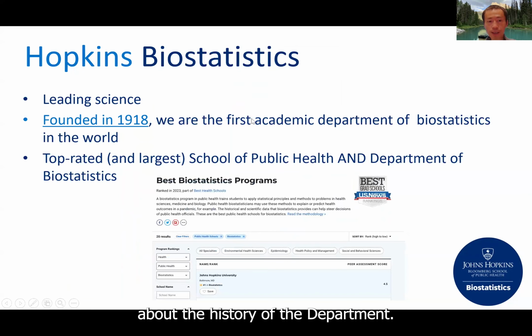And then a little bit about the history of the department. We are always proud of the fact that we are the oldest department of biostatistics. We were founded in 1918, the first department of biostat in the whole world. And we are constantly ranked among the top 3. Usually when you go to places like US News, you can see the top biostat programs, Harvard, Hopkins, U of Washington are the top 3. And we are very proud of that.